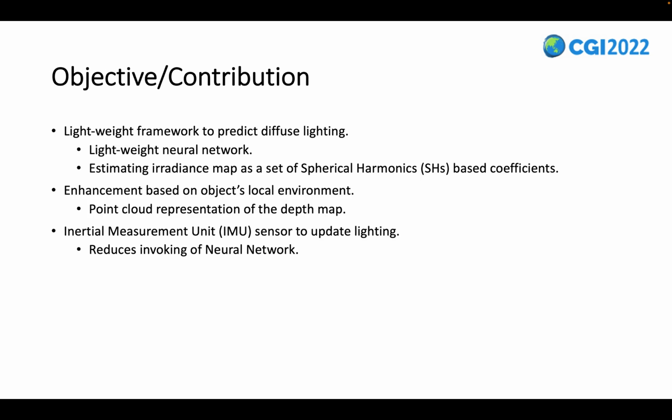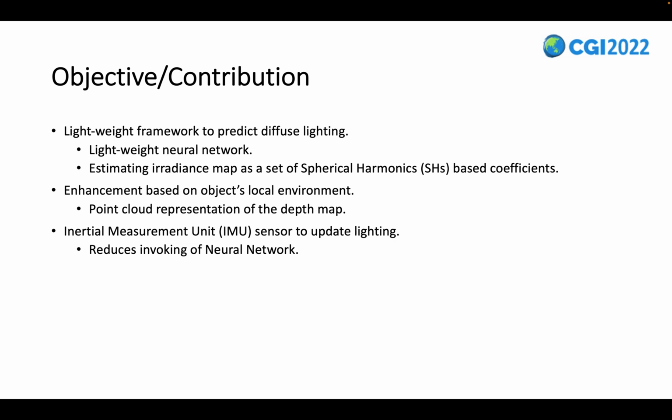In essence, our work can be summarized in three main points. First, we have a lightweight framework to predict the diffuse lighting. How do we do that? We have a lightweight neural network. Then we estimate the irradiance map as a set of spherical harmonics, or SH, based coefficients.